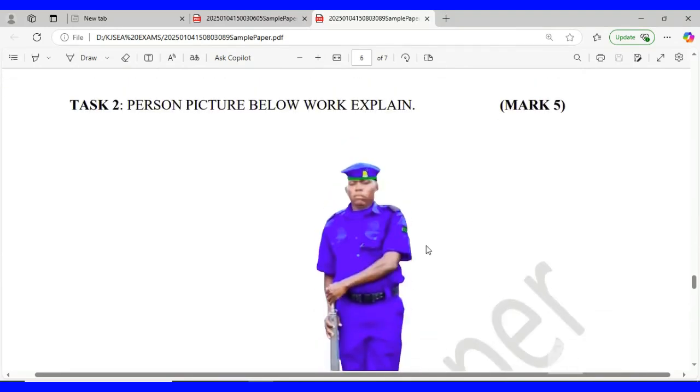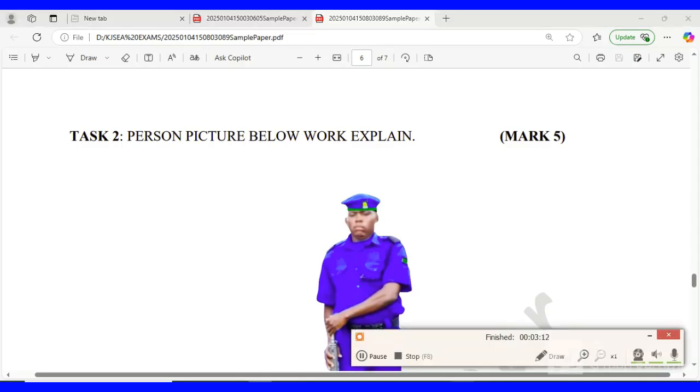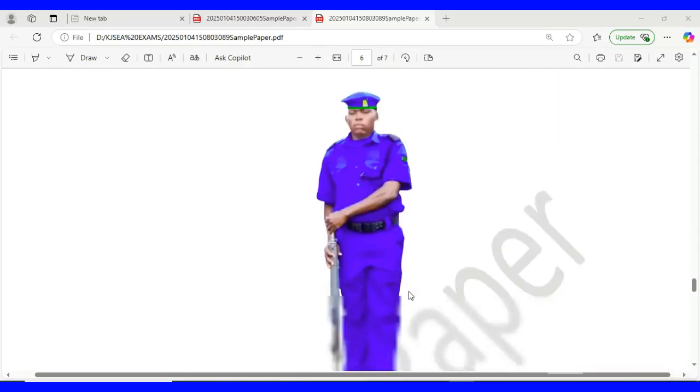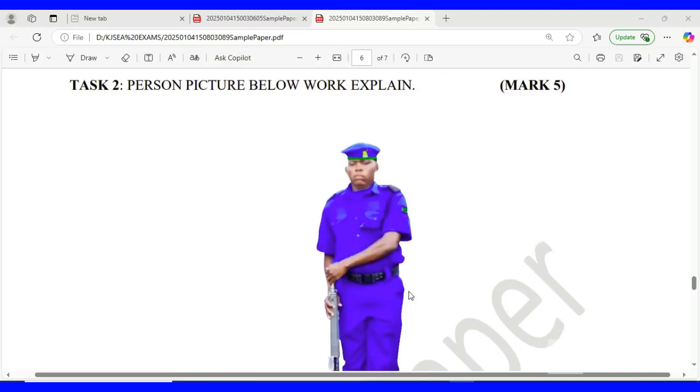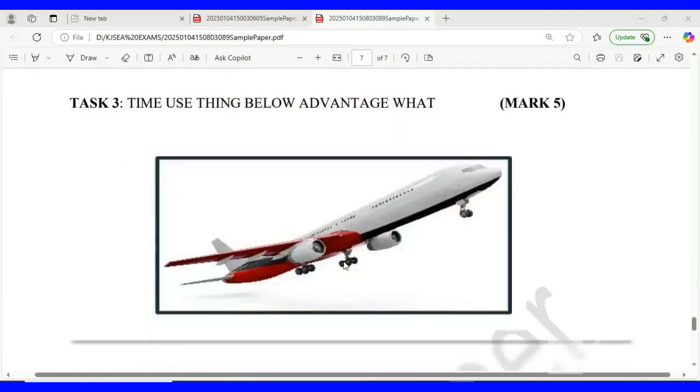You may not understand if you don't know sign language. Task 2 is person picture below, work explain. Are you seeing that? You could even wonder what they are talking about, but they know what they are saying and what they want. Next, they will describe this person and the work he does. They will do it in the language they have understood.